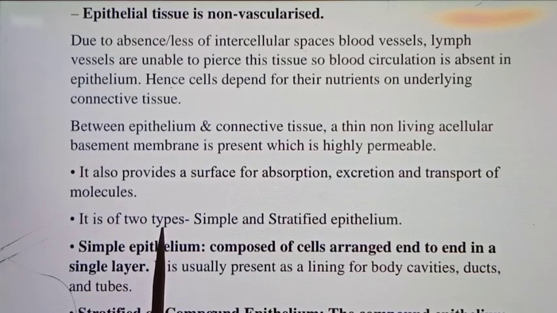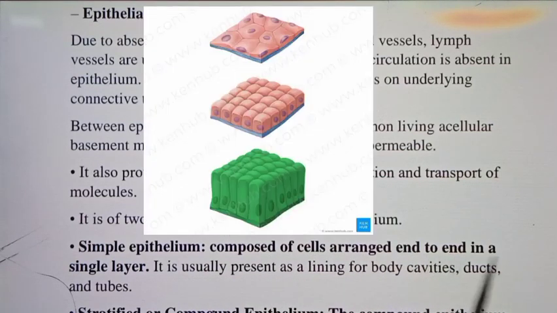It is of two types. The epithelial tissue is classified into two types: simple epithelium tissue and stratified epithelium tissue. The simple epithelium tissue is composed of only one layer. Cells are arranged end to end in a single layer. Simple epithelium, you can see in the picture.